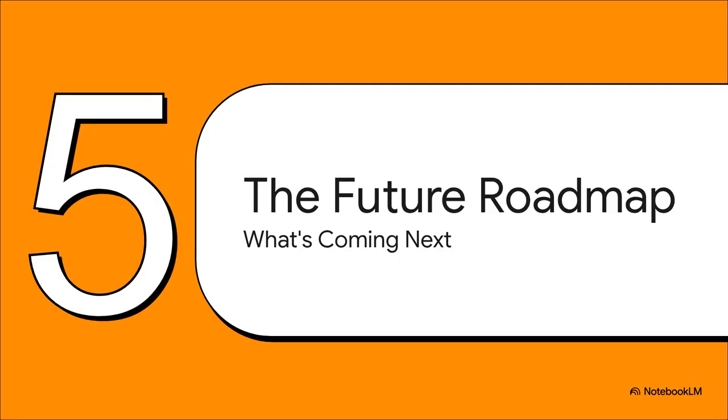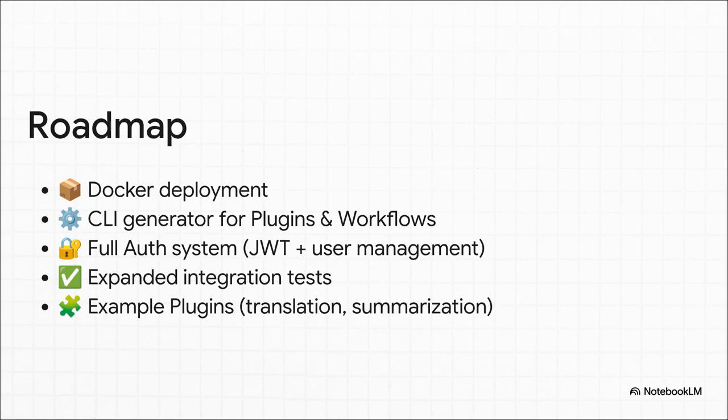You know, a great open source project is never really done, is it? It's always evolving. So where is NeuroNexus-ai headed? Let's take a peek at the roadmap. Looking ahead, the team's focusing on making deployment even easier with Docker support. They're also building a command line tool that will make creating your own plugins and workflows totally effortless. Of course, they're going to finish up that full authentication system to make it production ready. And, this is a big one, they're adding more example plugins, which is awesome for learning how things work and for getting the community involved.